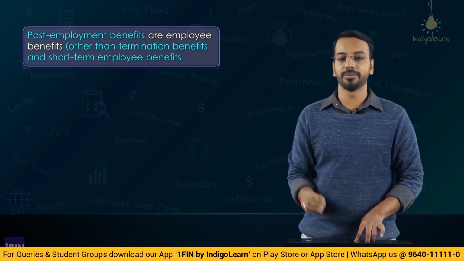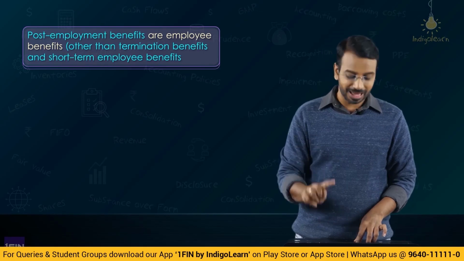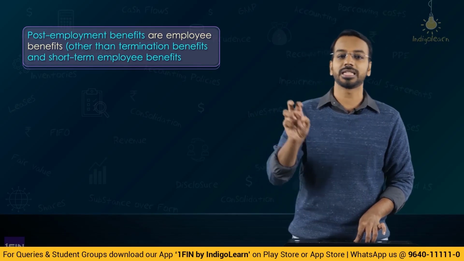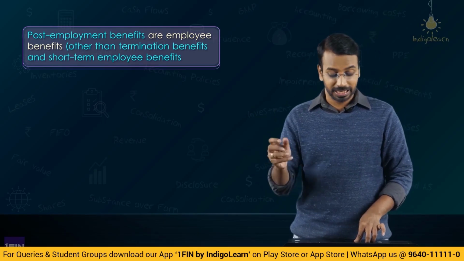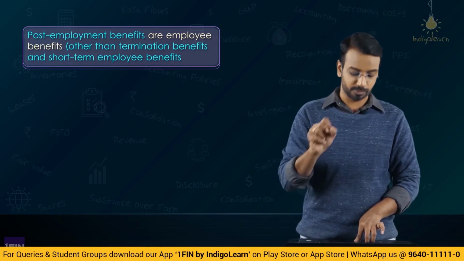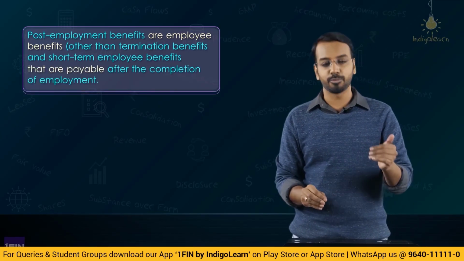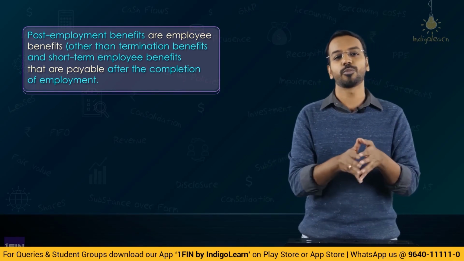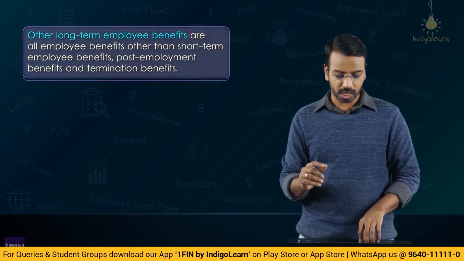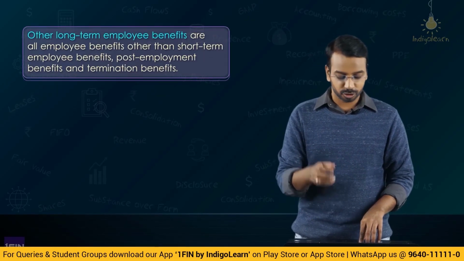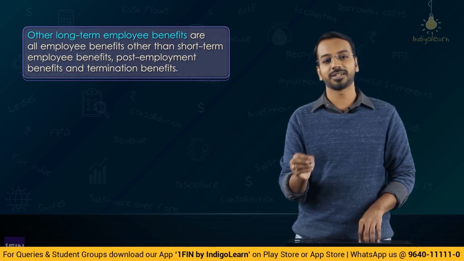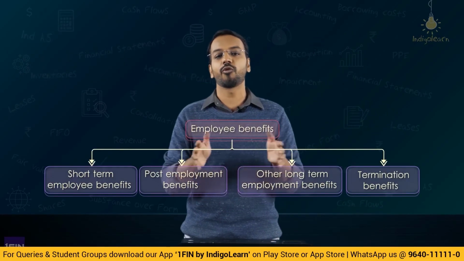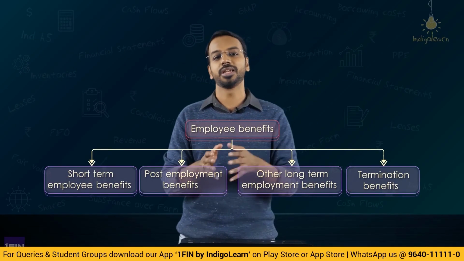Then, post-employment benefits are employee benefits other than termination benefits and short-term employee benefits. So, if it is a short-term employee benefit, you will not classify that as a post-employment benefit, okay? And if it is a termination benefit, that also you will not call a post-employment benefit. Whatever is payable after the completion of employment is called post-employment benefit. Then, other long-term benefits are all employee benefits other than short-term employee benefits, post-employment benefits and termination benefits. That's the residual category, and we have already seen the definition of termination benefits, right? So, these are the 4 categories of employee benefits as per Ind AS 19.